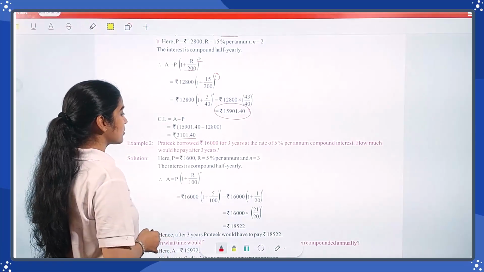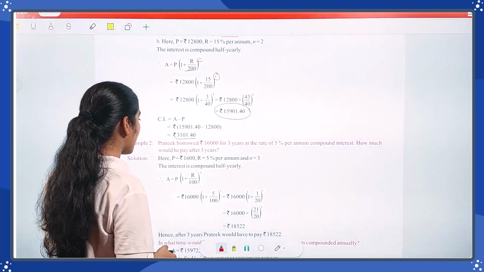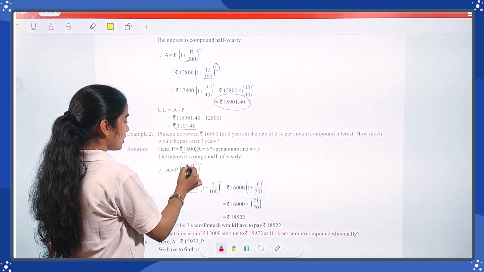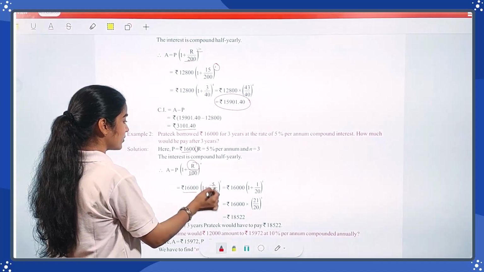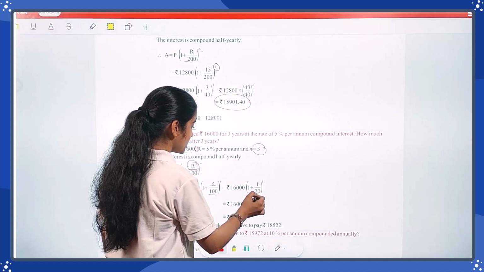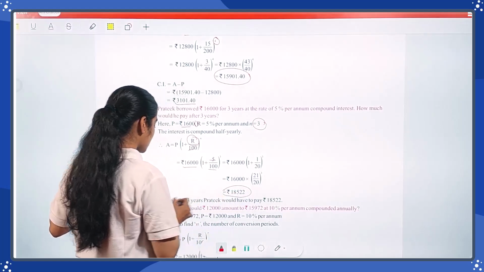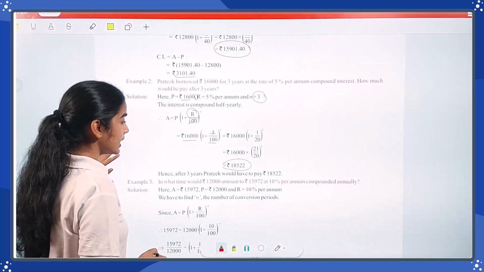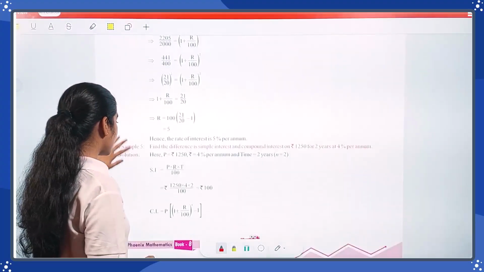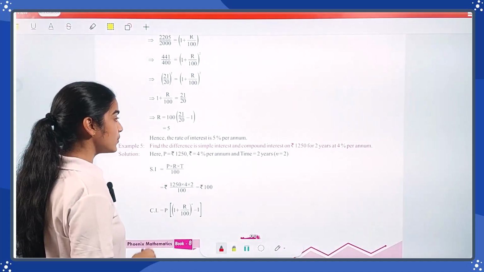Now Pratik borrowed 16,000 for 3 years at the rate of 5% per annum compound interest. How much would he pay after 3 years? So principal is 16,000, R is your 5 and 100, and n, your time period, is 3. 16,000, 1 plus 1 by 20 raised to the power 3, 21 upon 20. Here is your answer. So hence after 3 years, Pratik would have to pay 18,522 rupees.